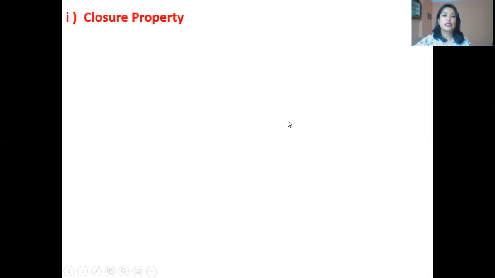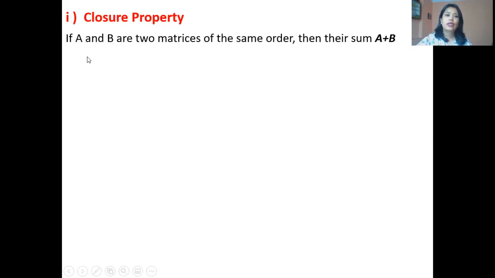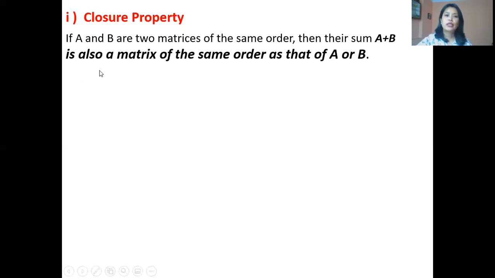The first property, closure property. It says if A and B are two matrices of the same order, then their sum A plus B is also a matrix of the same order as that of A or B.